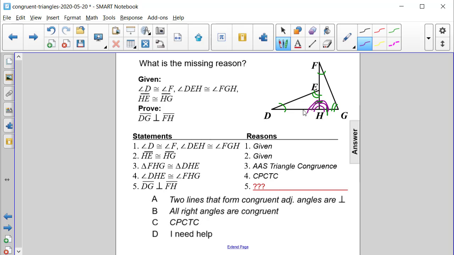So the only time that you have two angles that are congruent and also sum to 180 is when they are right angles. And therefore, if there are two right angles, we can then conclude that our two segments are perpendicular. So the reason that DG is perpendicular to FH is due to the fact that two lines that form congruent adjacent angles are perpendicular, or answer choice A.